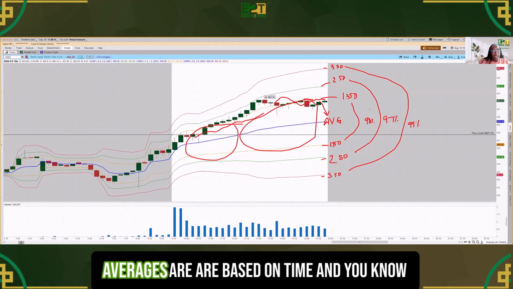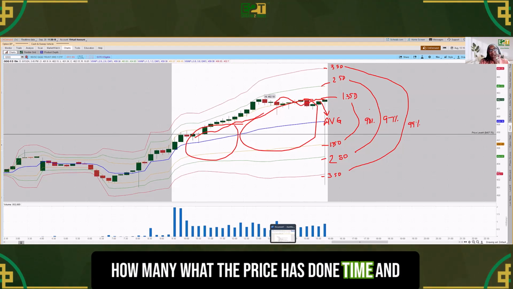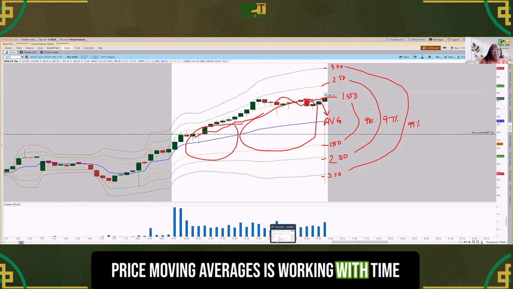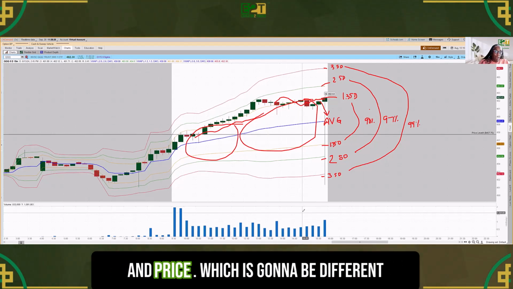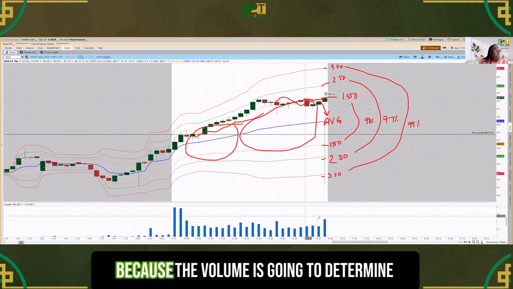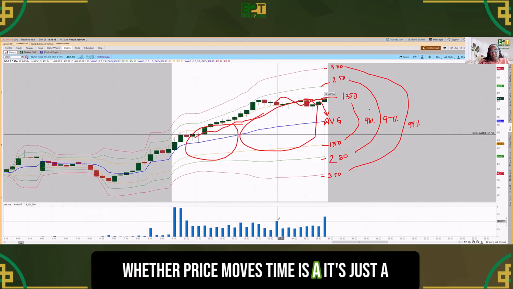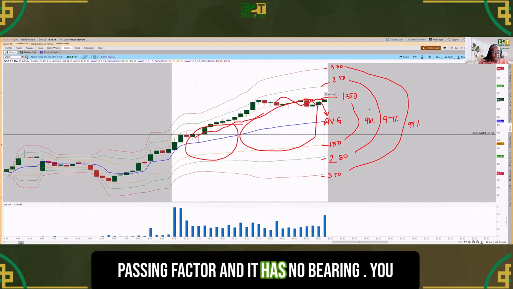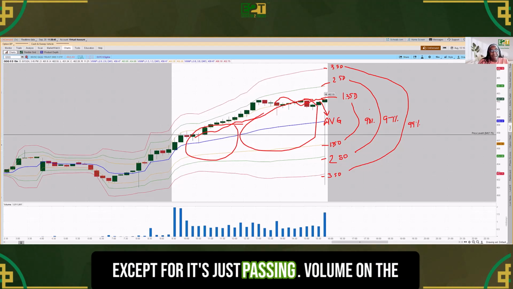Moving averages are based on time and what the price has done, time and price. Moving averages are working with time and price. The VWAP is working with volume and price, which is going to be different because the volume is going to determine where the price moves. Time is just a passing factor, and it has no bearing. Nothing is being adjusted by time except that it's just passing.